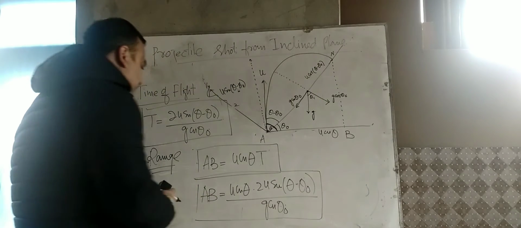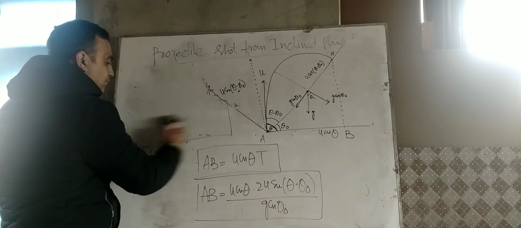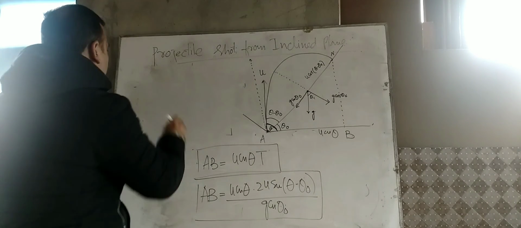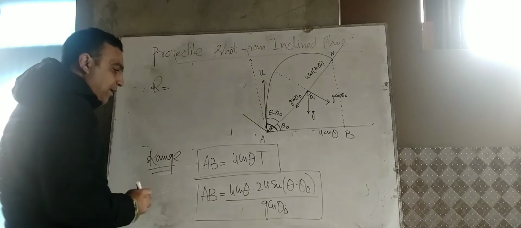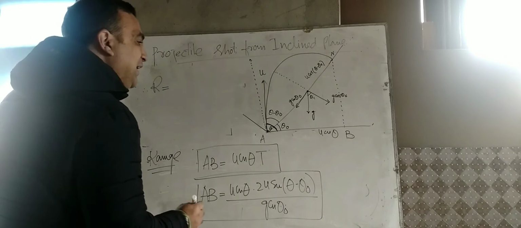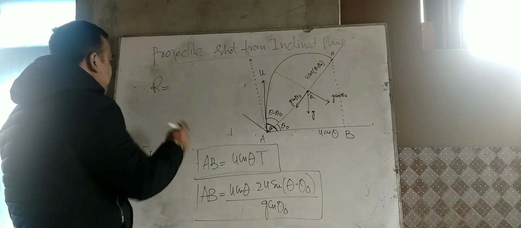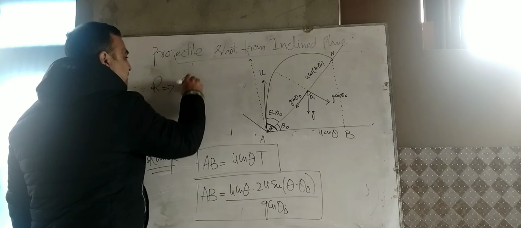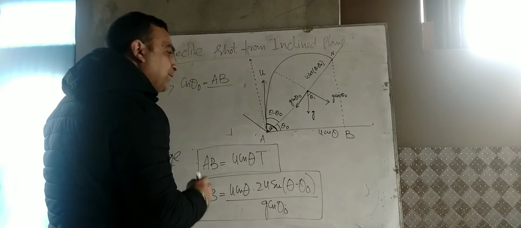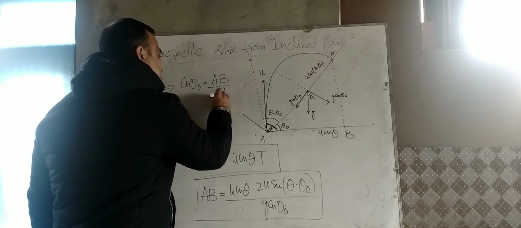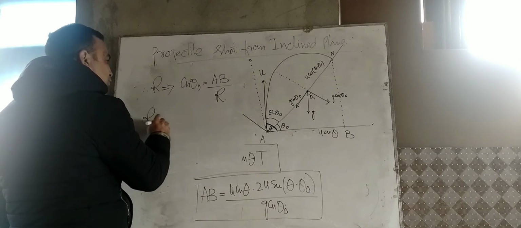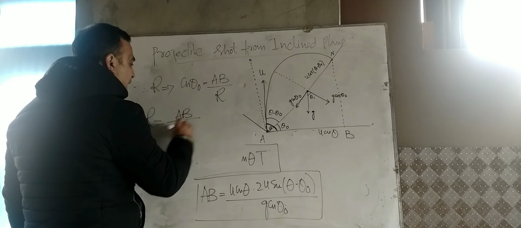Now if I have calculated AB, I know this angle is theta naught. I can calculate the range. What will be the range? Therefore, range R. R is the base, this is the hypotenuse. Base by hypotenuse is cos theta naught. So cos theta naught is equal to AB divided by AN, and AN is nothing but the range of this projectile. So the range of this projectile will be AB divided by cos theta naught.